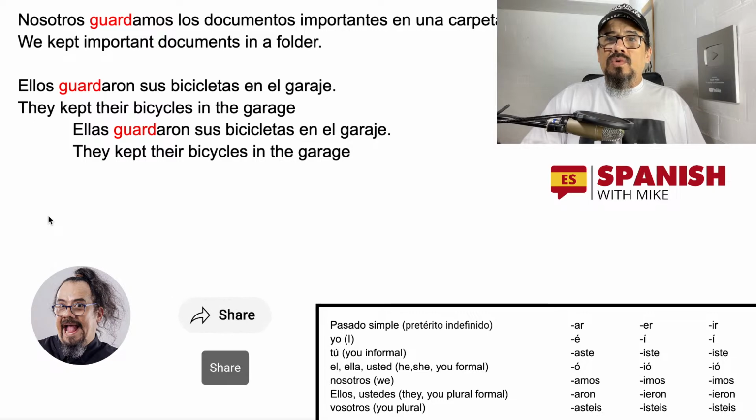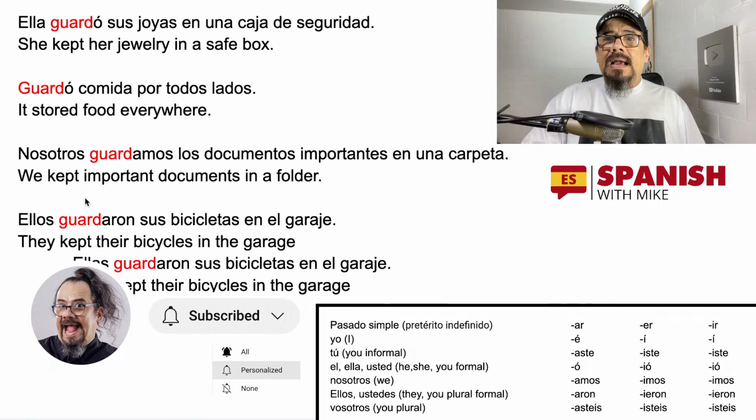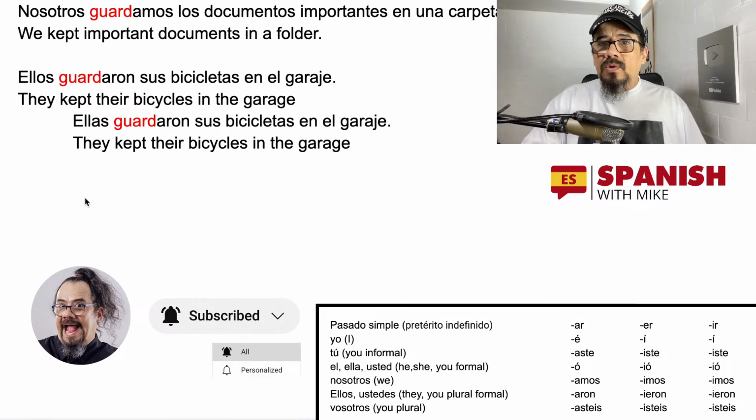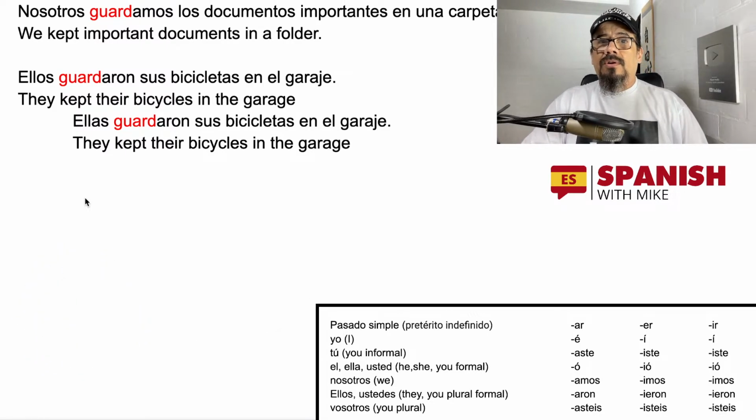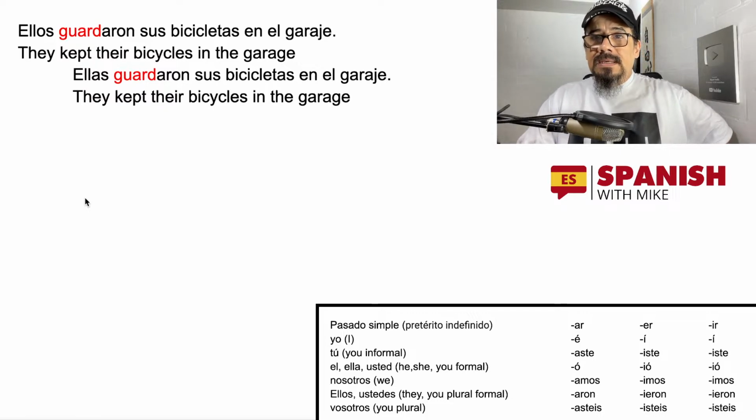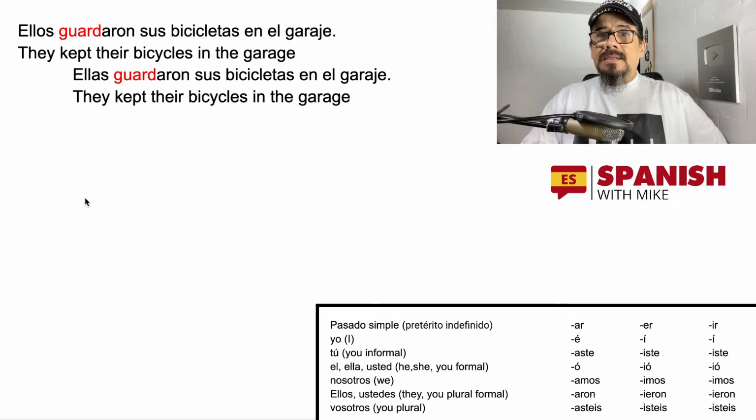Nosotros guardamos los documentos importantes en una carpeta. We kept important documents in a folder. Ellos guardaron sus bicicletas en el garaje. They kept their bicycles in the garage. Male. Ellas guardaron sus bicicletas en el garaje.